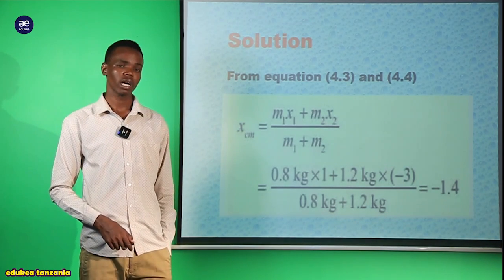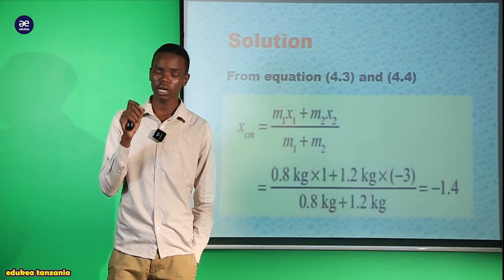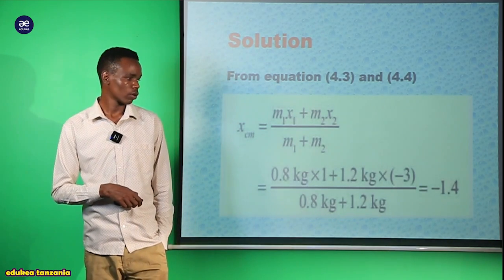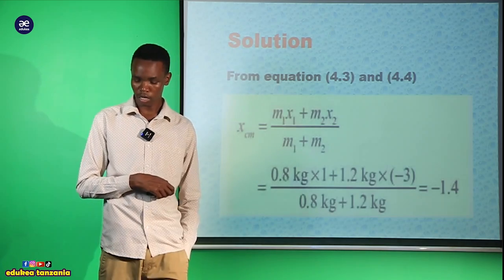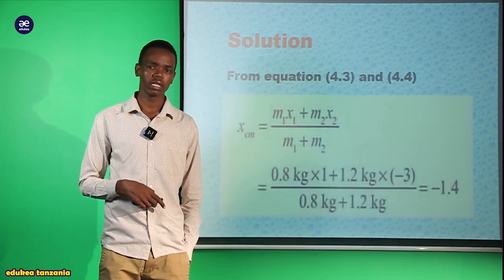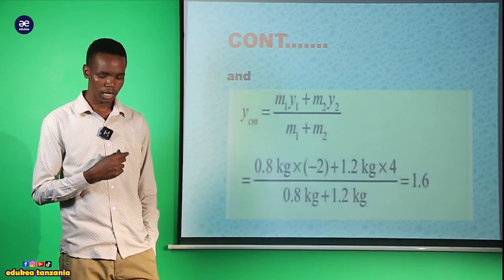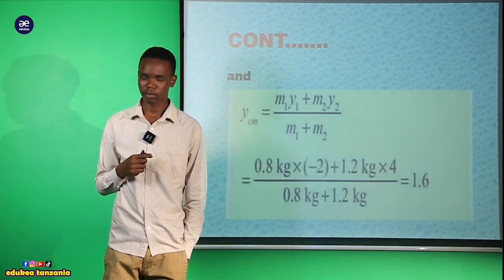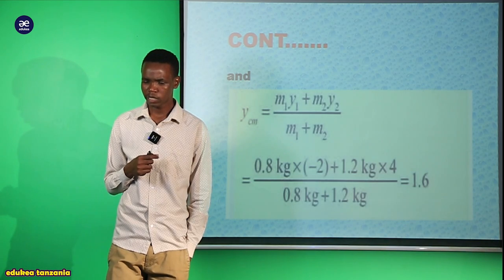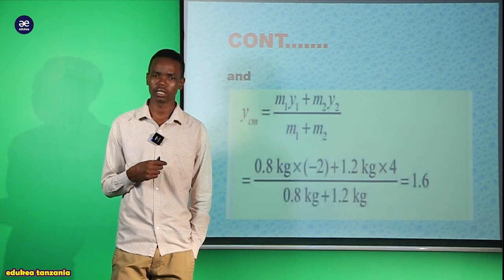In the end we will get the coordinate, it means the center of mass along the x axis must be equal to -1.4. So after that, my dear student, let us go and see along the y axis, the coordinates of the y axis. For the y axis, it is similar to the x axis.